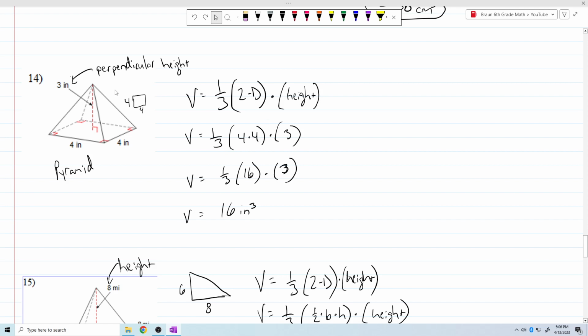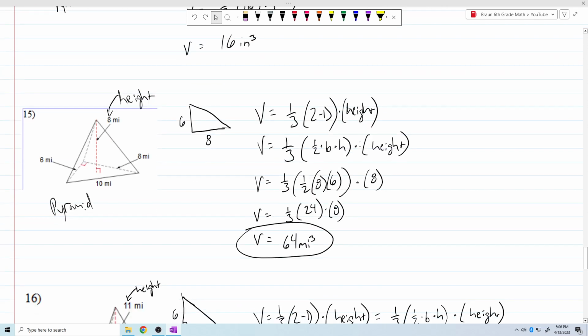Anyways, so boom. Dissect the diagram a little bit. Found my base. Arrow to my height, I should say. And then boom, plug and chug, guys, based on that formula.